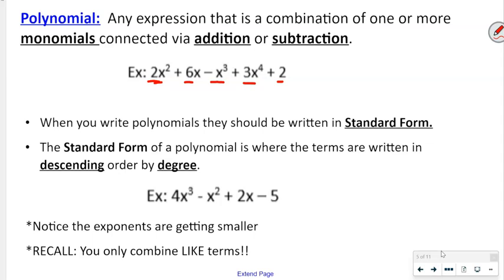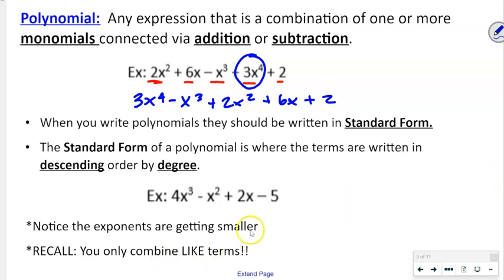The next thing it says here is when you write polynomials, they should be written in standard form, where the terms are written in descending order by degree. So basically, we're going to take the largest degree right there, and then we're going to write them in descending order from there. So we're going to write 3x to the fourth, and then minus x to the third, plus 2x squared, plus 6x, plus 2. Now, you might not think this is important, but as we work through the problems, it's going to help us organize things in such a way that the setup of the problem will be a little bit easier and us getting our answer a little more effective.